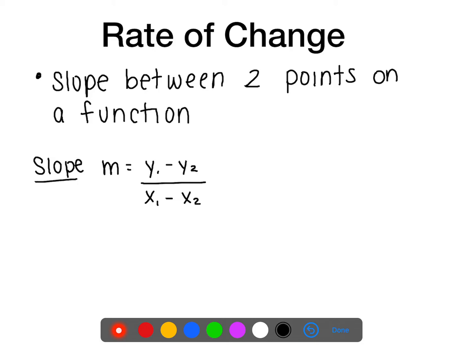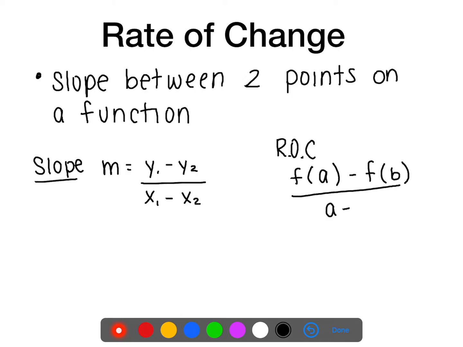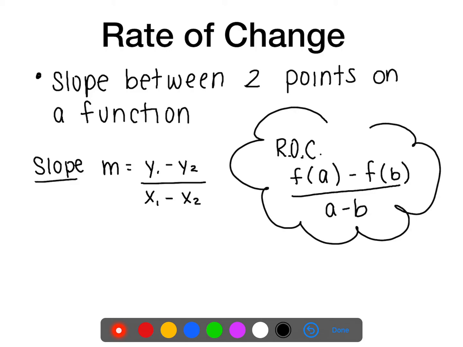So when they ask you to find the rate of change, the formula you're going to use, rate of change, is f of a minus f of b all over a minus b. This is where the magic is going to happen today.